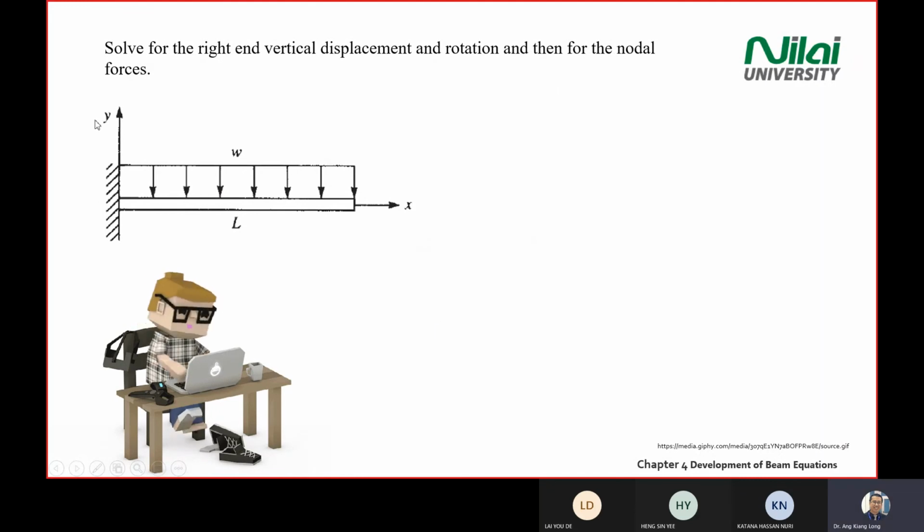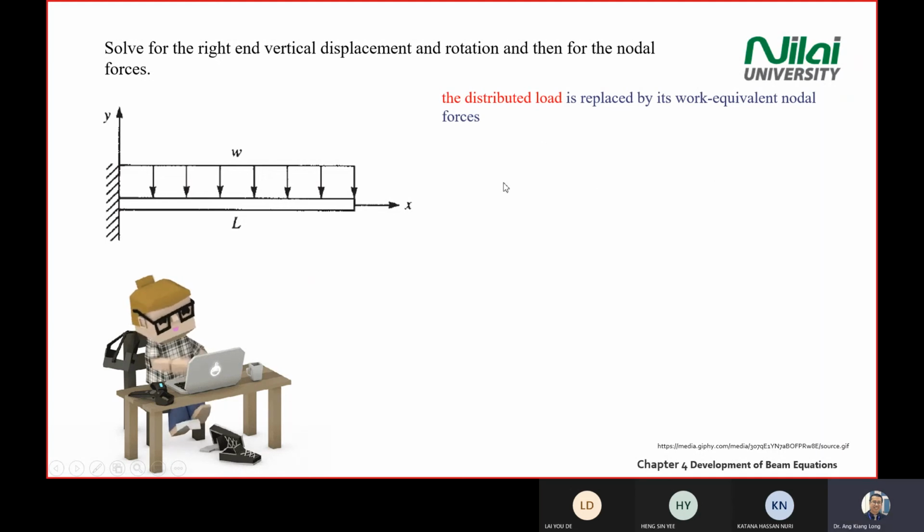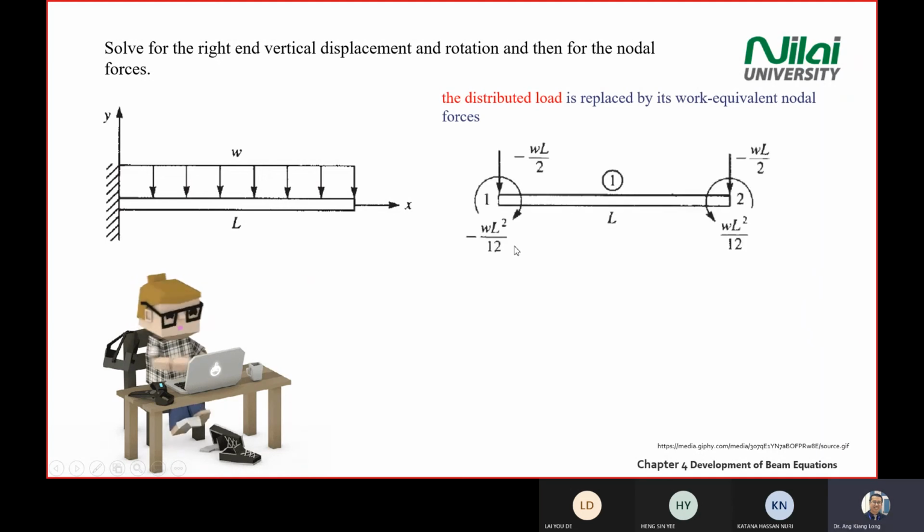First you draw the diagram. You draw the diagram, the wall and a beam with the length L and distributed load with the axes X and Y. Then you start to write the equation, right? So this is just a support diagram.